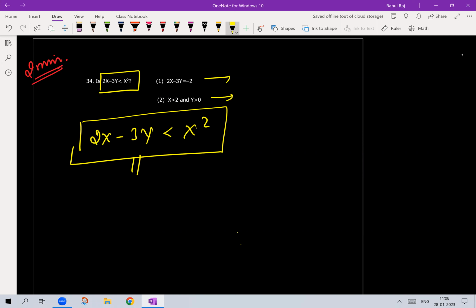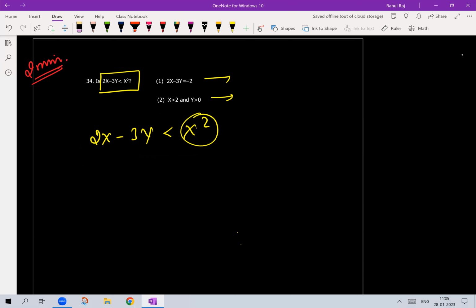Don't look at the statement at all completely. Just think: until I get the values of x and y, will you be able to say that 2x minus 3y is less than x square? This is a normal understanding from the question. Until you have a little bit of understanding from the question, don't get into the statements at all. So to say that 2x minus 3y is less than x square, I need to know the values of x and y, right? This is one thing that I understand from here. The other thing that I understand, guys, is that x square is 100% non-negative, always. That's it. Now think how easy this question is.